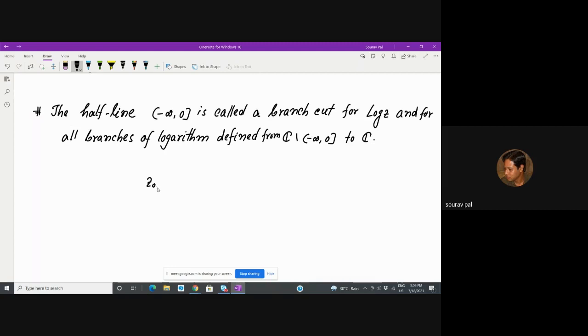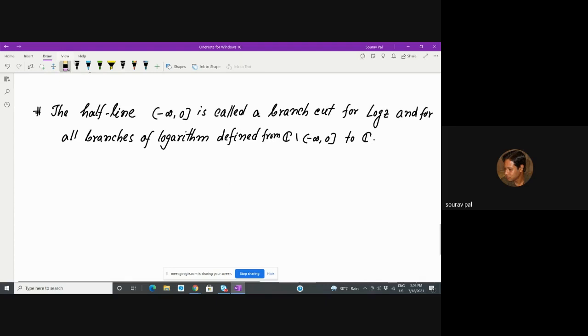Yeah, if you have e to the z naught and you have z naught plus 2k pi I, e to the z naught is equal to e to the z naught plus 2k pi I. That is fine. But if you change this point to z1, then something else will come. What I am talking is the following.